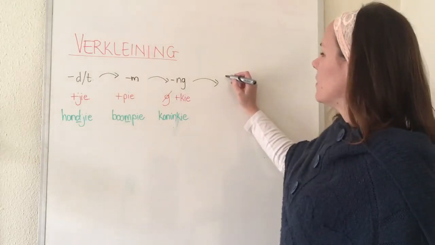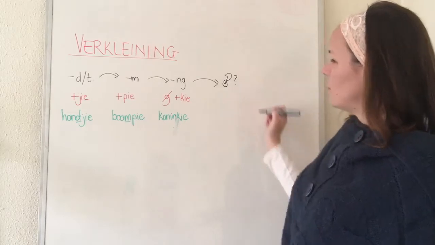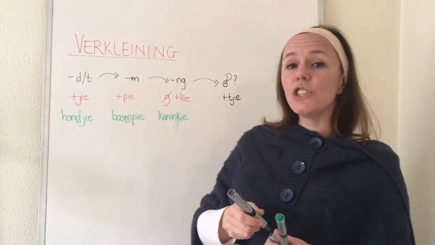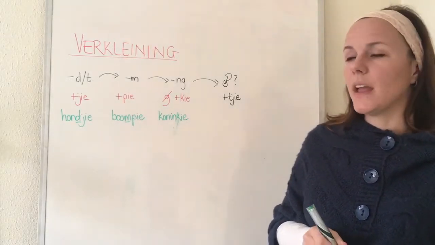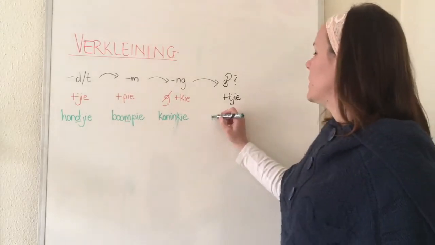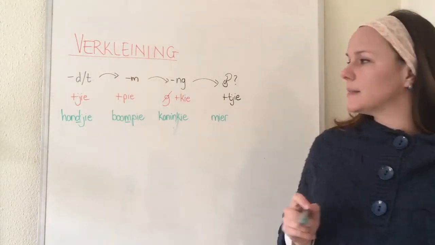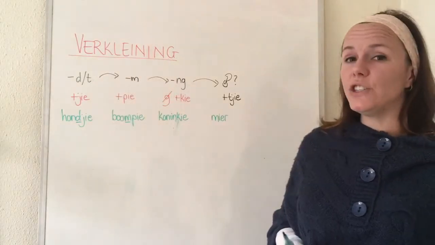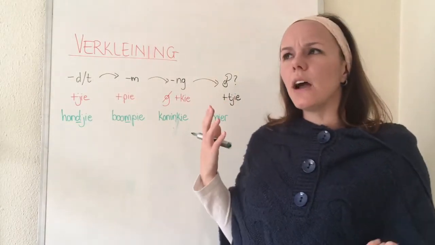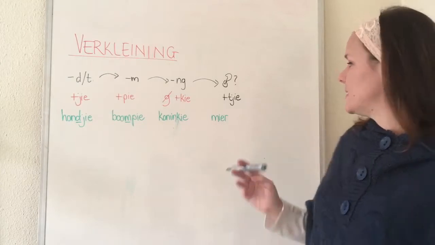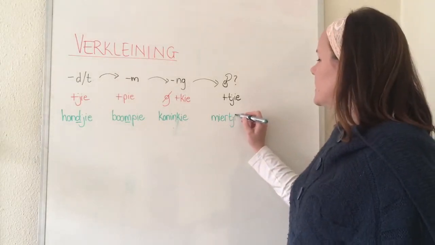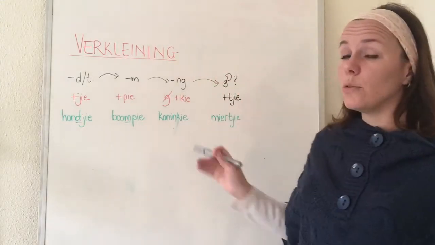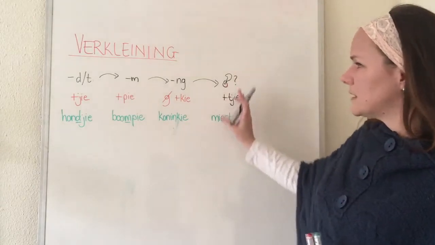Okay, then if none of these rules apply, it doesn't end with D or T or M or NG, then I ask myself, does it sound right to add T-J-I-E? And even though it looks like chi, we pronounce it ki. So let's say I have the word meer. A meer is an ant. It doesn't end with D or T, doesn't end with M, doesn't end with NG. And now I ask myself, does it sound right to say meertjie? Yes, it does. Absolutely. So then I add T-J-I-E.